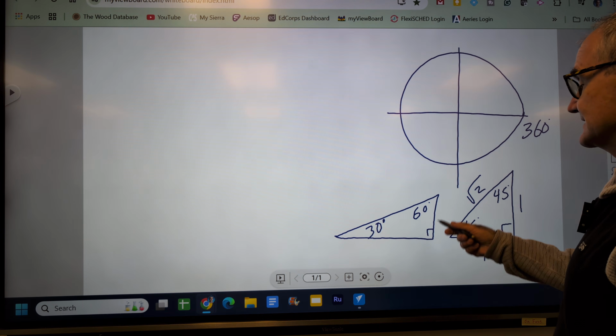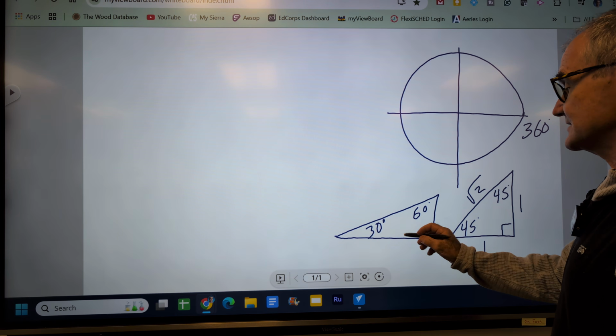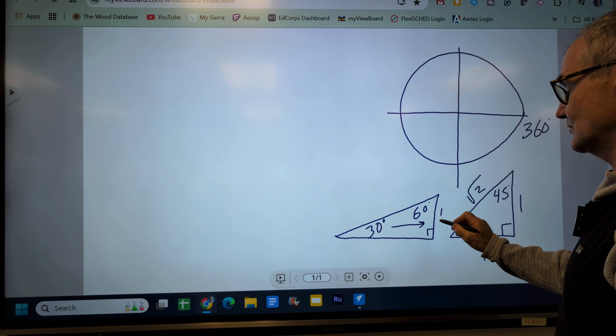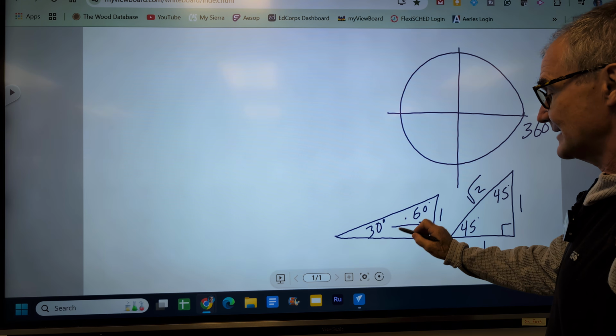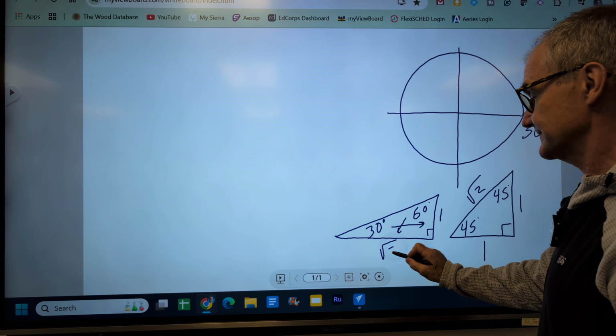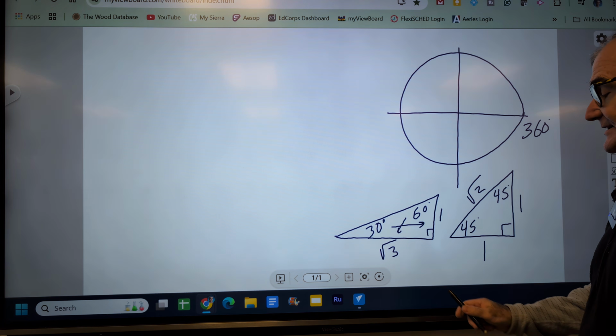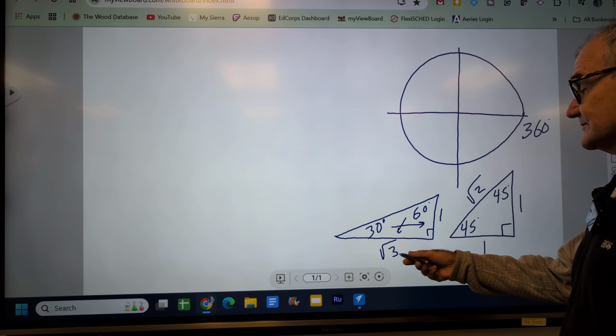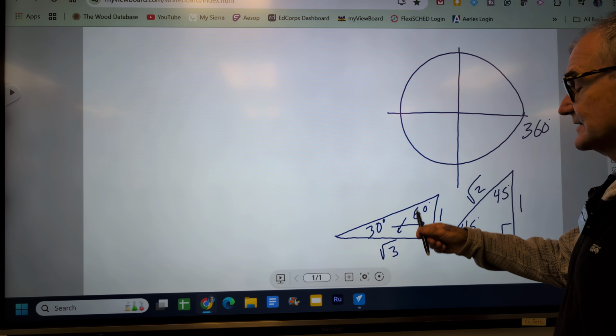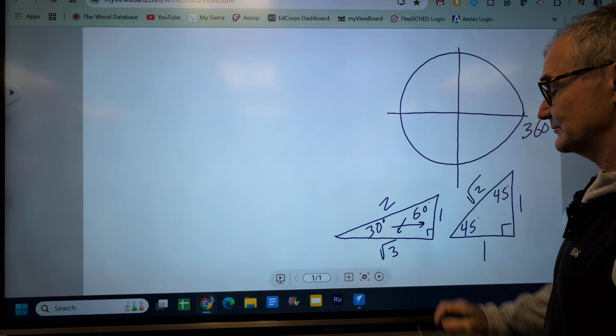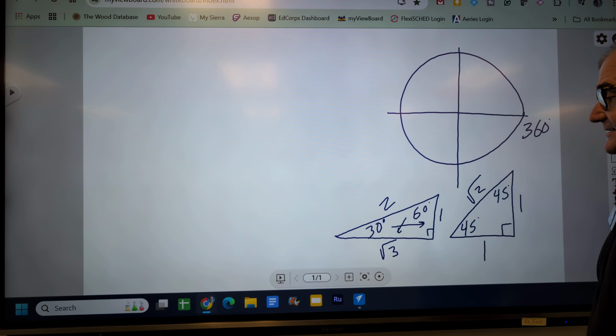In a 30, 60, 90 triangle, if the ratio opposite the 30 is 1, the ratio opposite the 60 is root 3. And then I use the Pythagorean theorem: root 3 squared plus 1 squared equals 4. Square root of 4 is 2. Well, plus or minus 2, but I discard the negative.